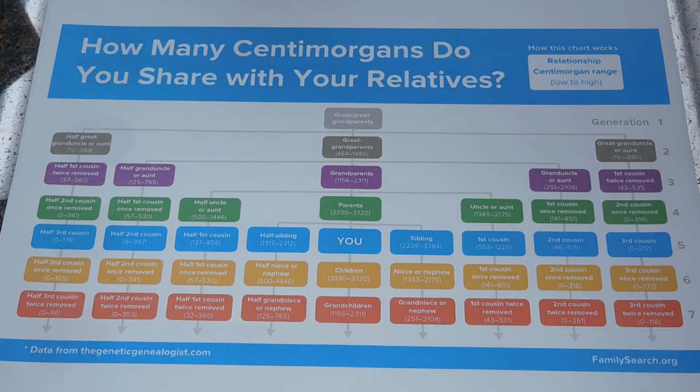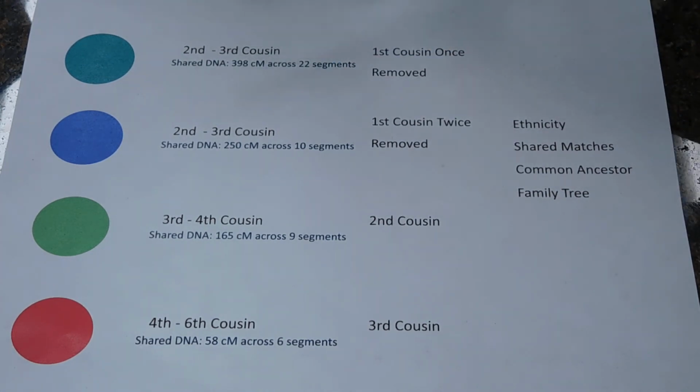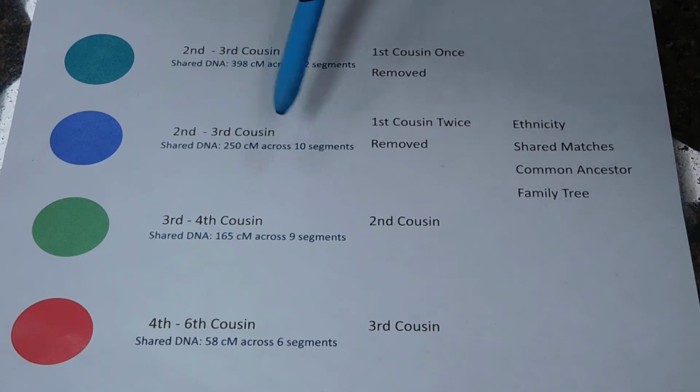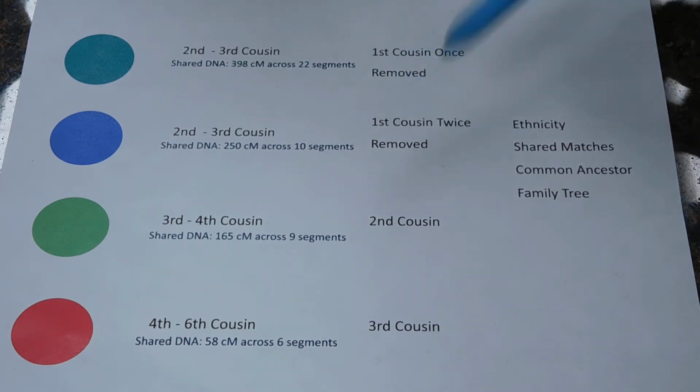So let's go back and look at my match list and the actual relationships that I have with those people. All right, so my matches that the testing company estimated were second to third cousins: the first one with the 398 centimorgans across 22 segments is a first cousin once removed. The estimated second to third cousin that shares 250 centimorgans across 10 segments is a first cousin twice removed.